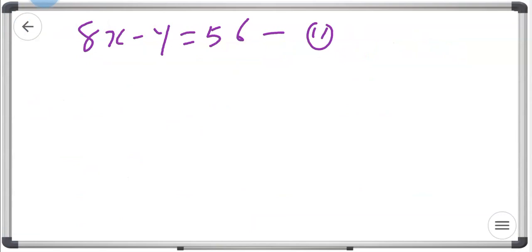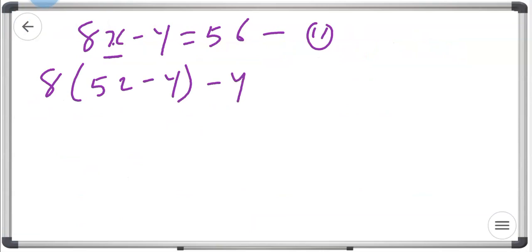So I'll be writing 8 into 52 minus y instead of x. The x has been replaced with 52 minus y. Then minus y equals 56. Instead of writing x, I wrote 52 minus y because we want to replace x with 52 minus y.